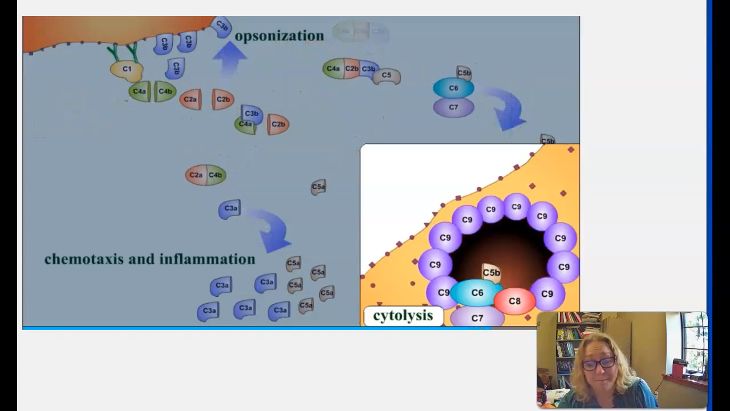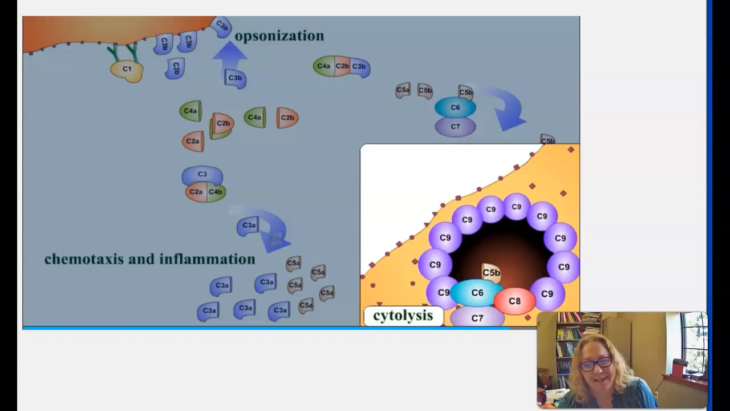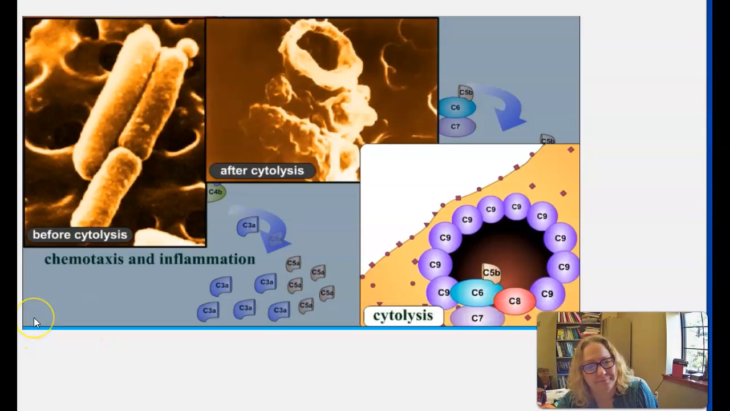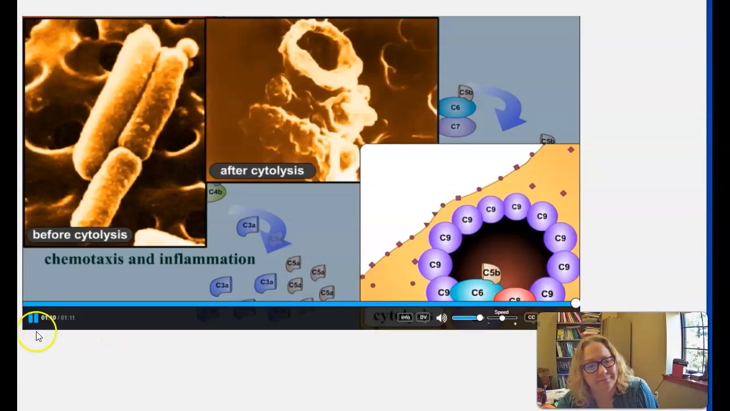The MACs form circular holes in the membrane of the invading pathogen, causing water to enter the cell and ions to leave. This results in cytolysis, killing the cell.